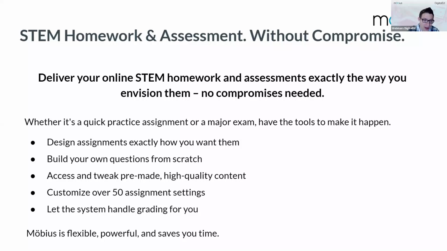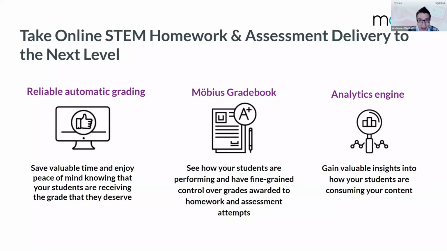Not only that, but with Möbius, you can build your content from scratch, your questions, with full control over them. You can also utilize pre-made resources to help you make your content. What Jessica highlighted there, we do have about 53 or 55 assignment settings for how you want to deliver your assessment. So you can tweak them and adjust them, turn them on or off, depending on the option. All these different things you can do to really tweak how you deliver that homework in Möbius. And of course, everything's graded for you. So let Möbius handle that grading for you. It's flexible, powerful, saves you time. And what else on top of that? Of course, automatic grading, like I already mentioned before. Results and data are stored in the Möbius gradebook.